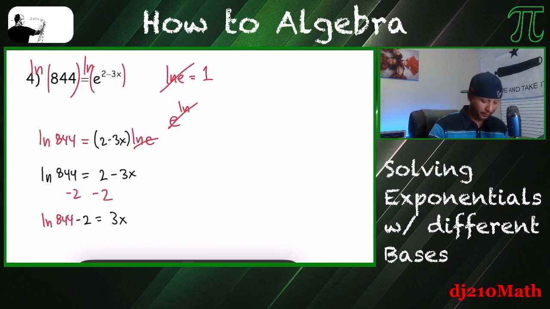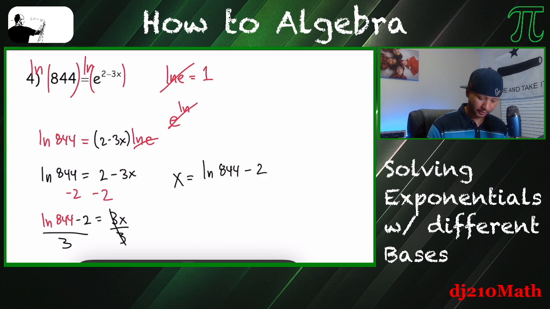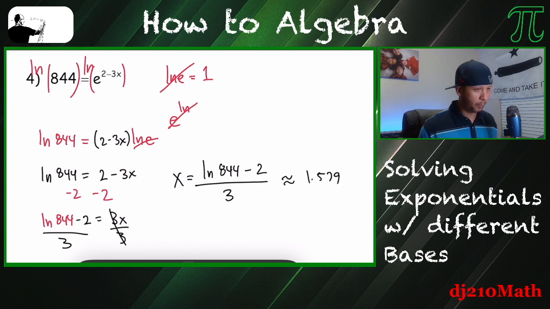And then we divide both sides by 3 because we want to isolate x. So final answer, x is equal to the natural log of 844 minus 2, over 3. This is an exact answer. We can approximate this: 1.579.